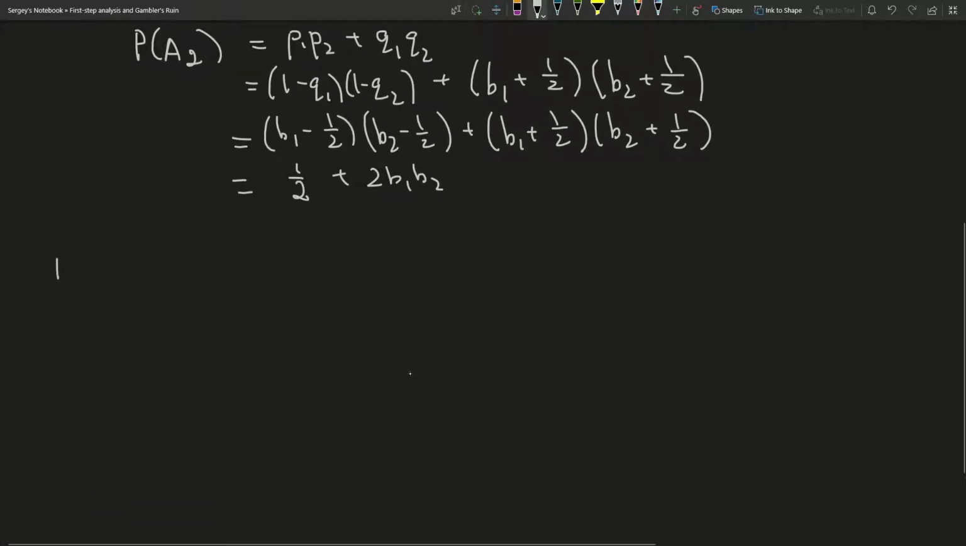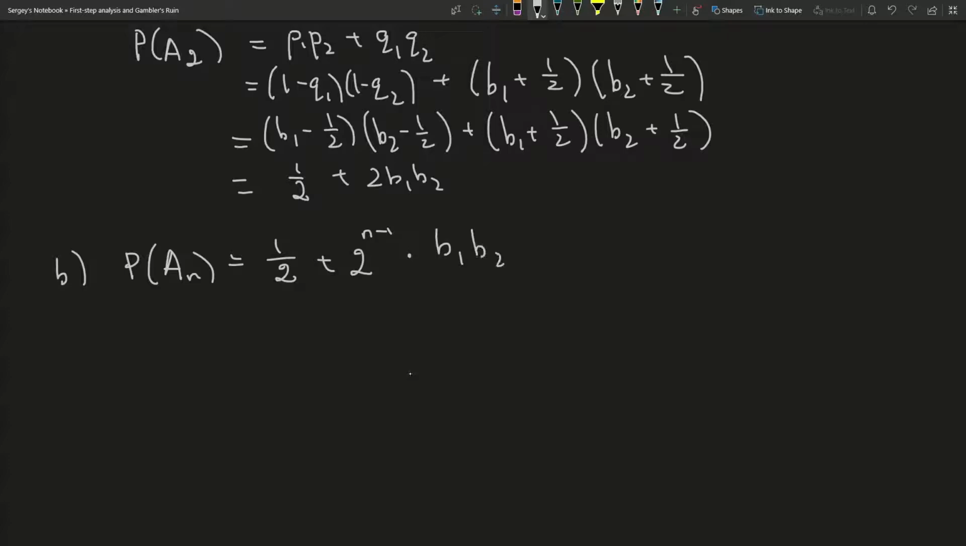Now in part B, we're asked to show by induction the general version of part A, whereby the probability of A sub n equals 1/2 plus 2 to the power n minus 1 times b1 times b2 times ... b sub n. Okay, so in part A we already proved the case for A sub 2. Now we need to prove this.